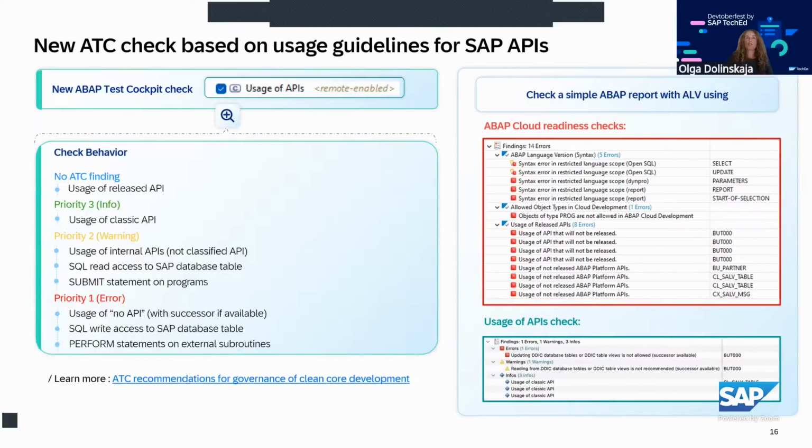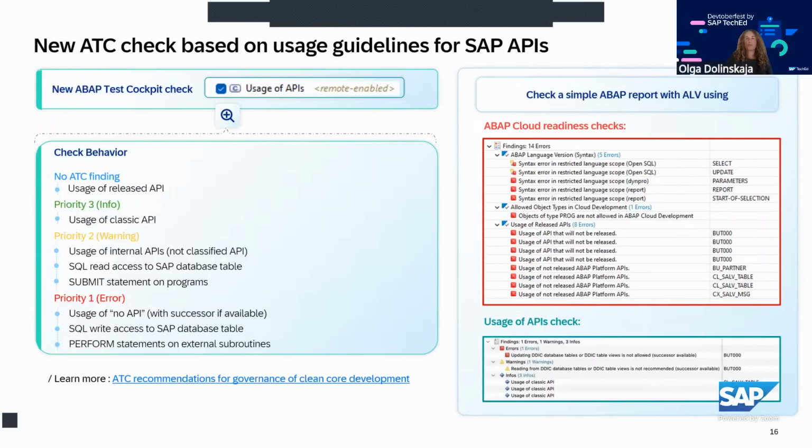In addition to classic API, there is a second type of API classification in the classification APIs list, the so-called not recommended APIs. These APIs were explicitly inspected by SAP experts and are assessed as not suitable to be used in custom code. So these APIs are marked as no APIs, and the ATC will report the error.